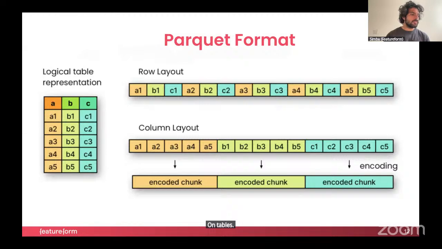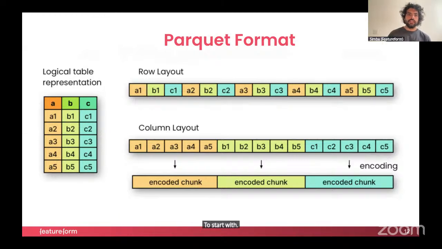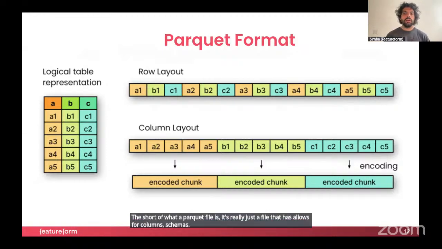So the first thing we need to do is unify the file format. We want a file format that is inherently columnar, so it looks like a table to start with. And so the most common by far format is Parquet. The short of what a Parquet file is, it's really just a file that allows for columns, schemas, etc.